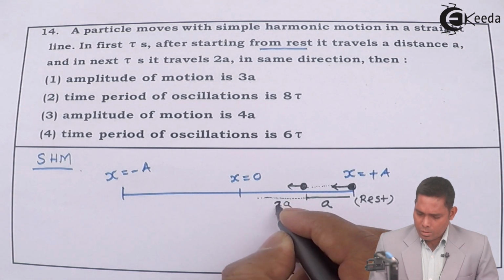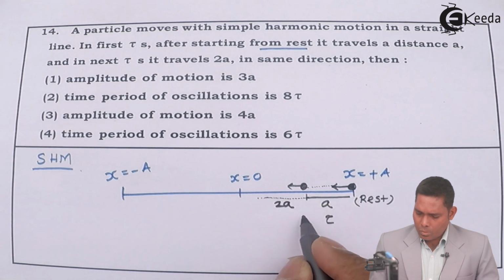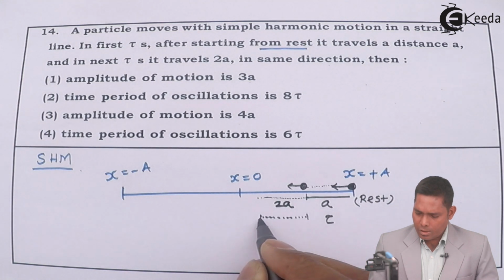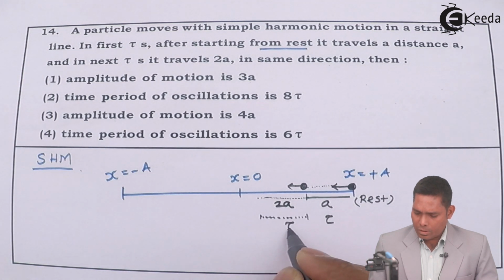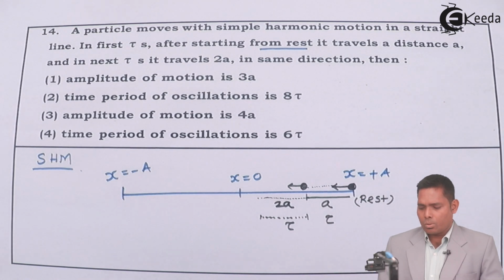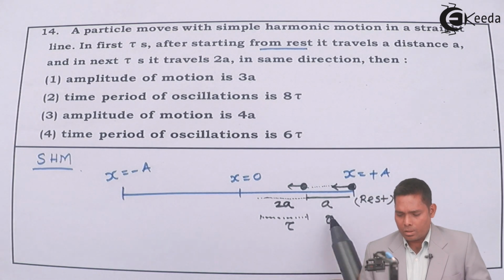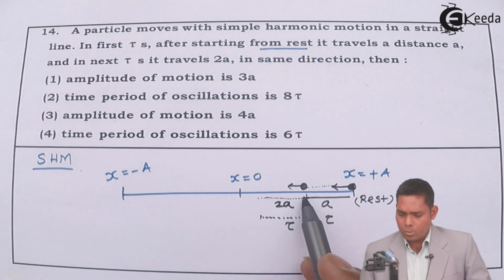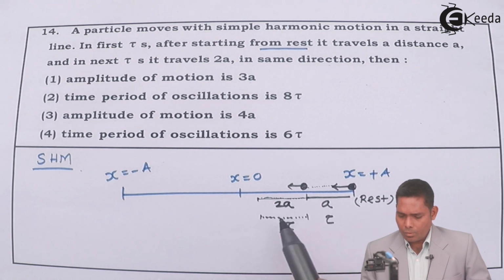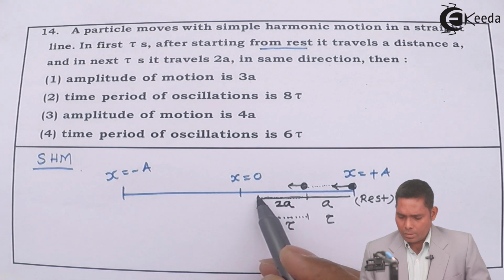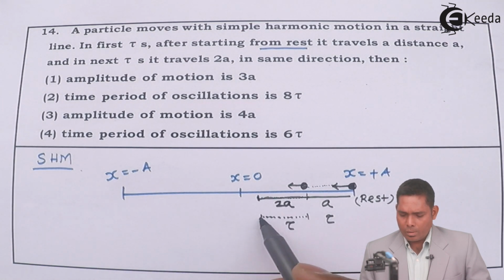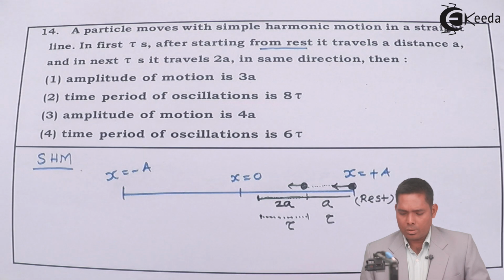This distance is traveled in the next t seconds. So from here to here, t seconds, and the distance travelled is a. From here to here, the distance travelled is 2a, and the time taken is tau.